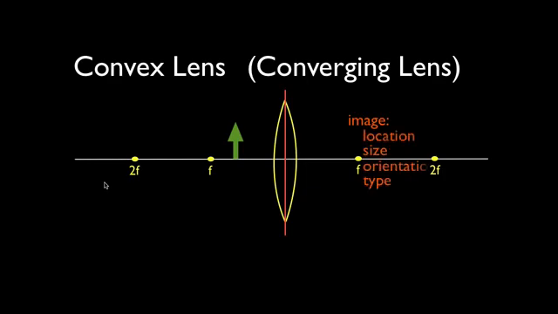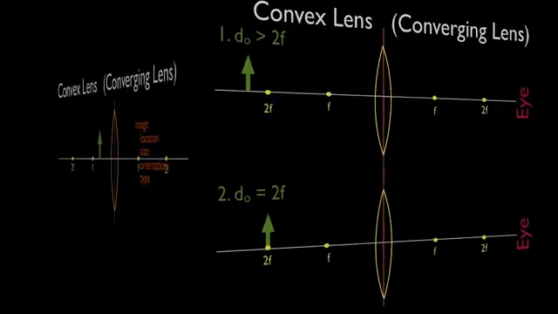You should also really know where the image will be beforehand, before you actually draw the ray diagram. You should have a sense about where the image is going to be, what the size of the image is going to be relative to the object, the orientation, and the type. Is it going to be a virtual or a real image? Okay, so let's go through and get started.